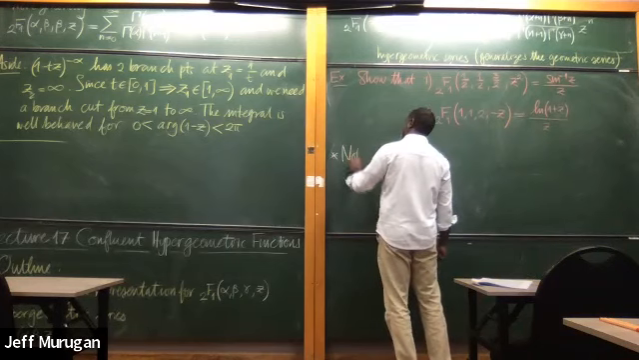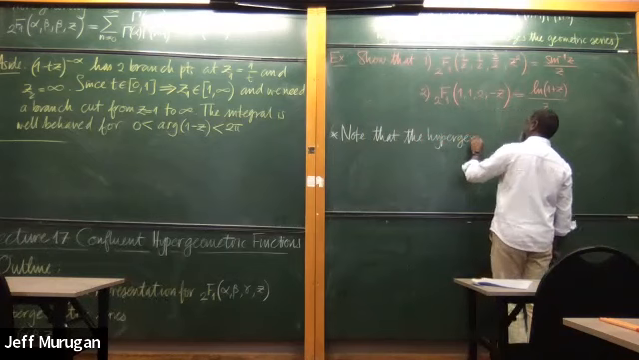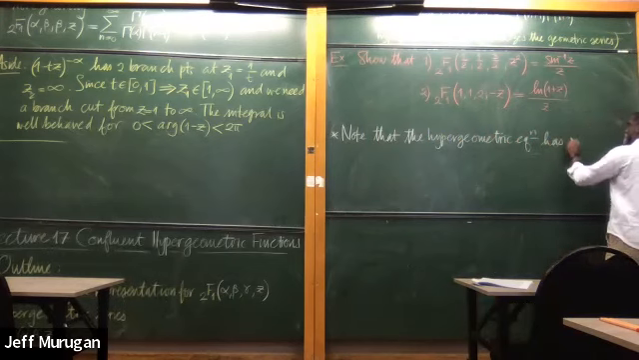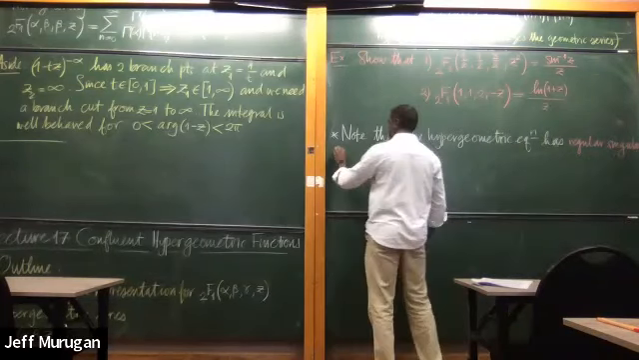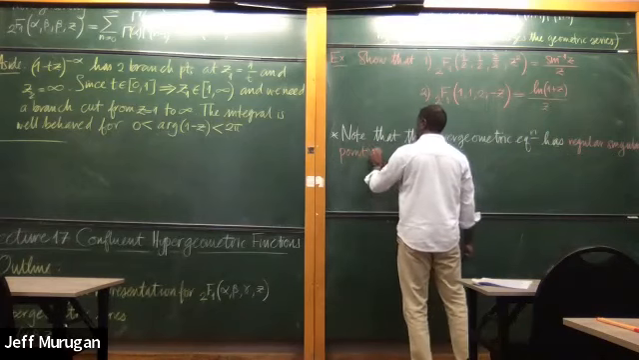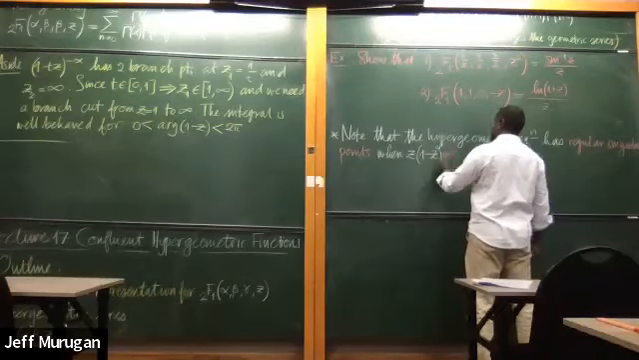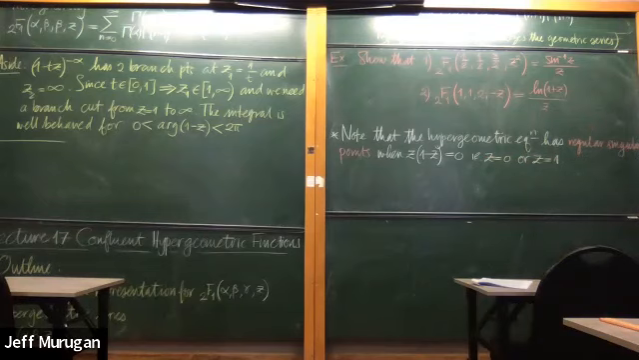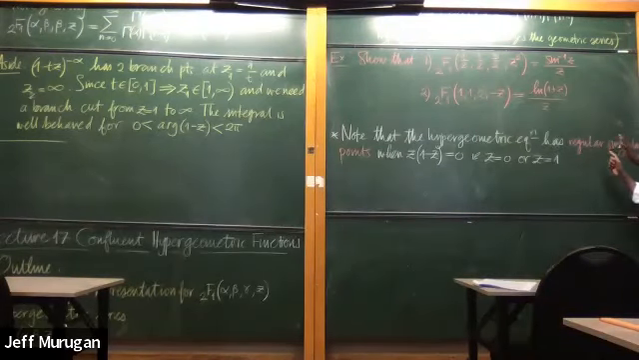So note that the hypergeometric equation has regular singular points when z times 1 minus z equals 0, in other words, z equals 0 or z equals 1. And then I have two regular singular points. And mathematically, this is fine. You get to deal with these two regular singular points as you wish.